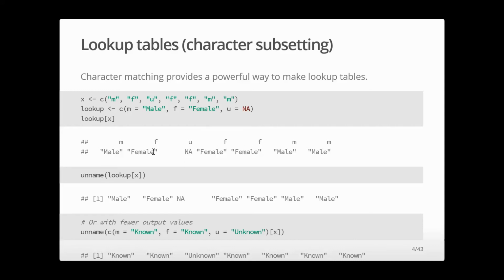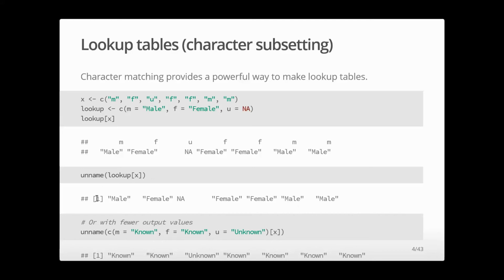Okay. So because of the nature of R, where it returns duplicates without any problems when you subset, we can create basically a lookup table this way. Okay. And if we wanted to get rid of the names, because the way lookup works is that we're looking it up based on the name, we can just use unname. Okay. And we get this.